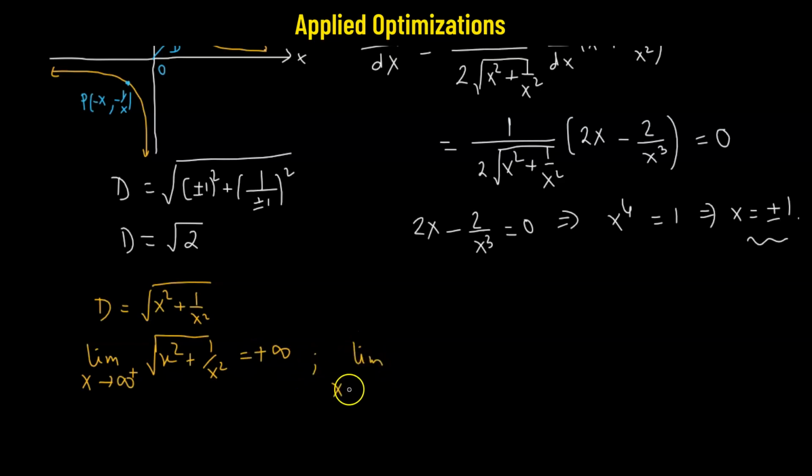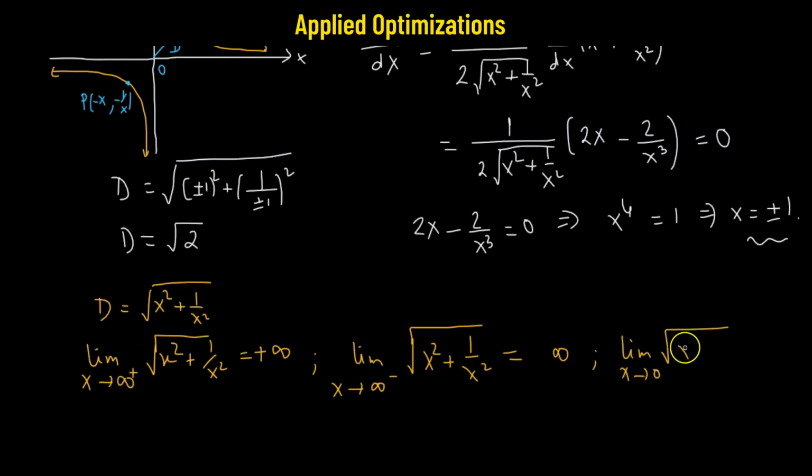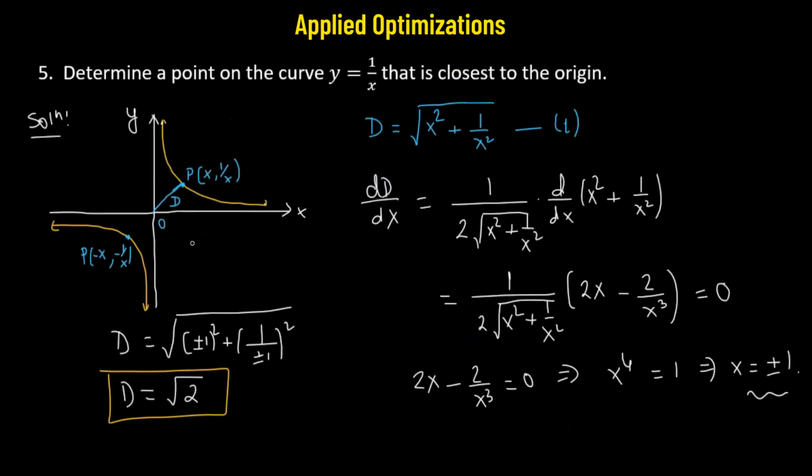And in the limiting case, when x approaches negative infinity, from the left hand side, x squared plus 1 over x squared goes to infinity. And when x approaches 0, the distance d also goes to infinity. So at the endpoints, we observe that the distance is an extremely large value. So the only possibility is that d equals the square root of 2, and this is going to be the minimum distance from the origin to the point on the curve.